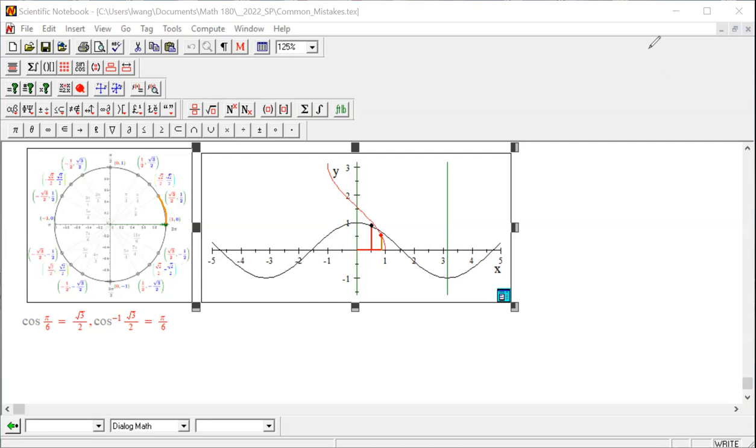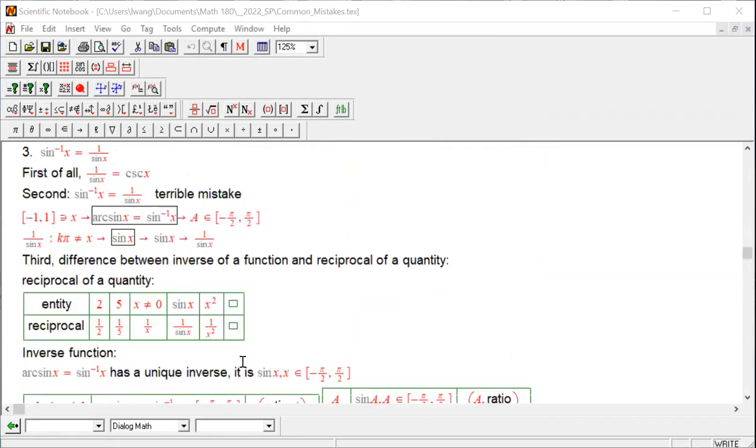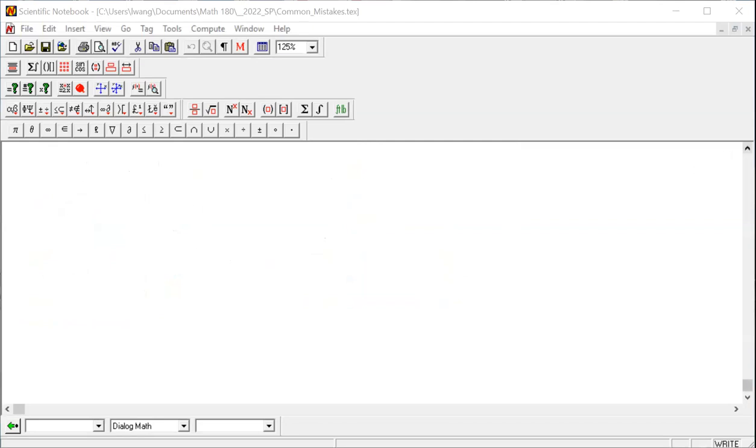Okay, tangent, I'm not going to do tangent at this time because this has been too long. We still have other mistakes to cover. So let's see. Mistake number 4 to cover. Number 4 mistake is this one. I think this might be the last one.